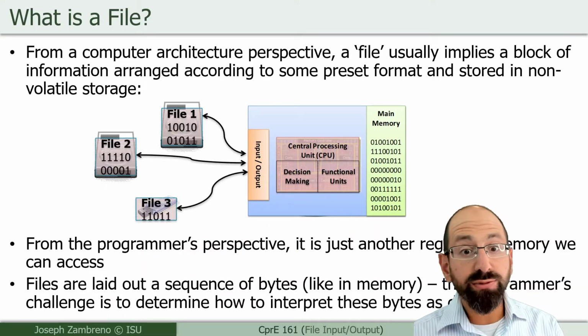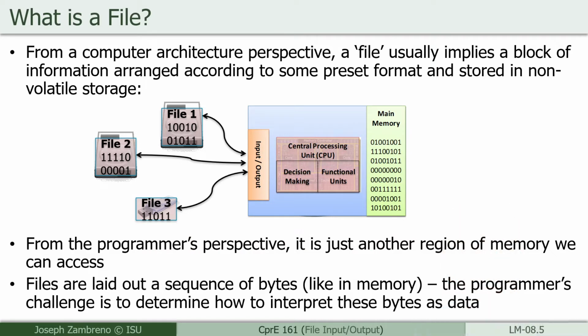From a computer systems or computer architecture perspective, a file usually just implies that there's a block of information arranged according to some preset format and stored in some type of non-volatile storage, some sort of storage that keeps its information even when you power off your computer. But from the programmer's perspective, and from our perspective here in this class, it's just another region of memory that we can access. So files are just going to be laid out as a sequence of bytes, just like our memory is. And our programming challenge is a little bit different, that we have to understand, in looking at a file, how we should interpret those bytes of data as particular data types.